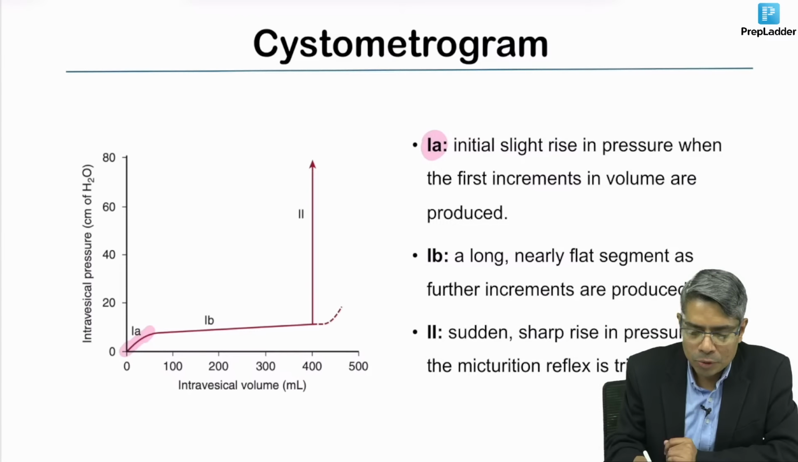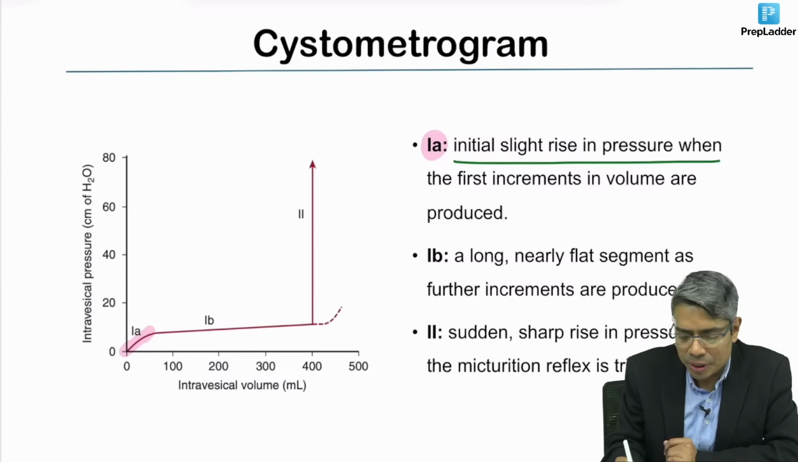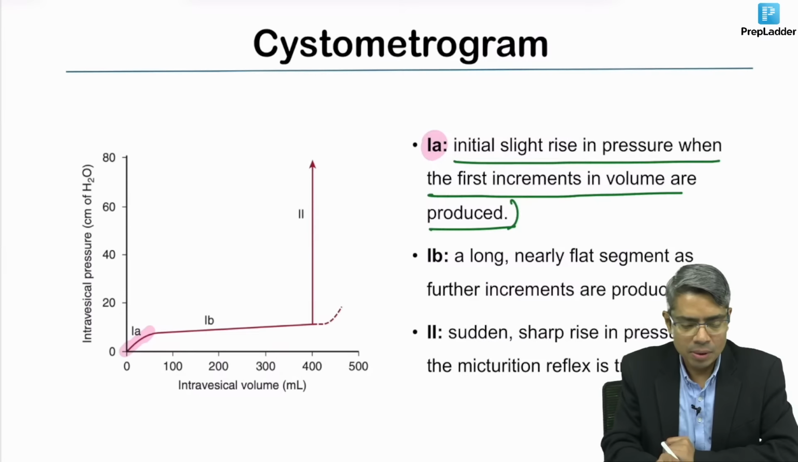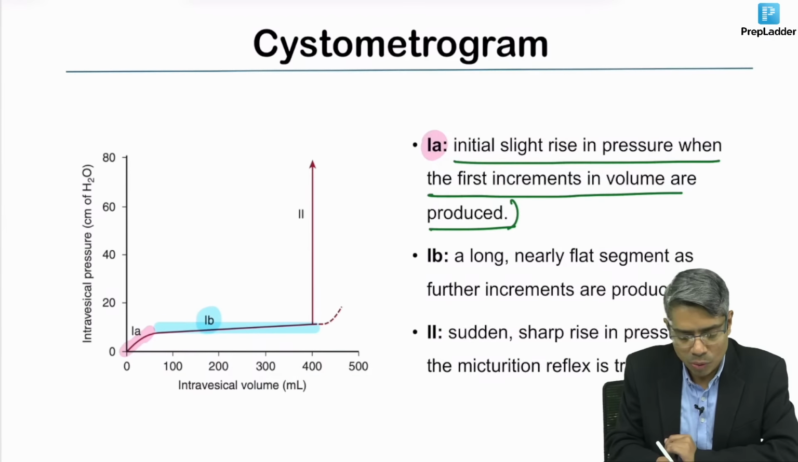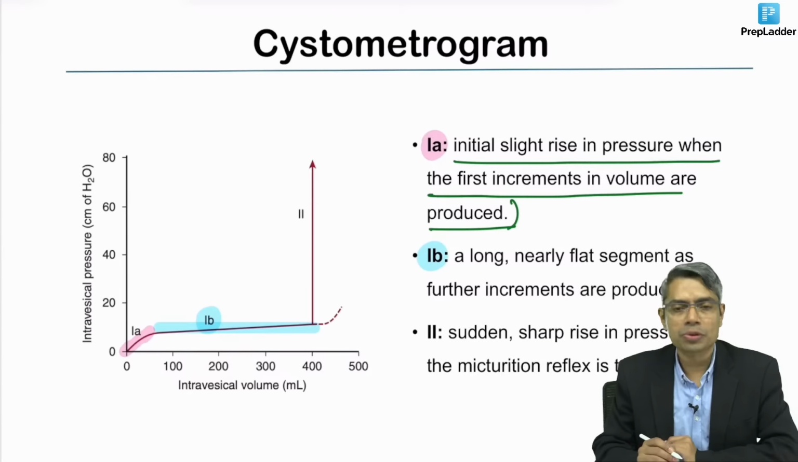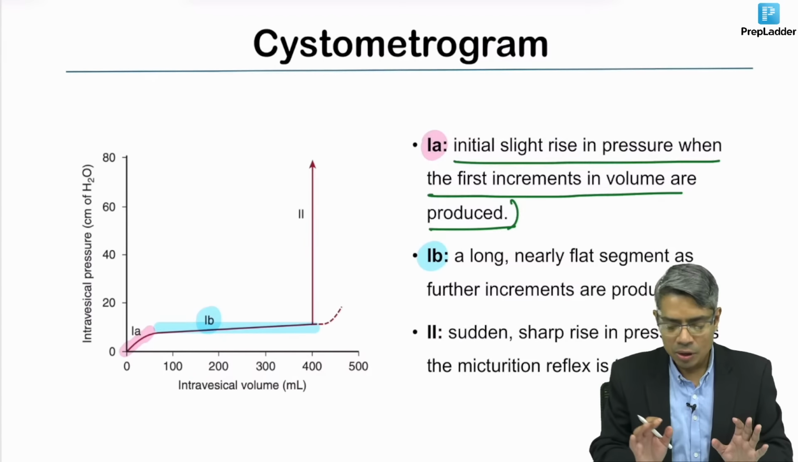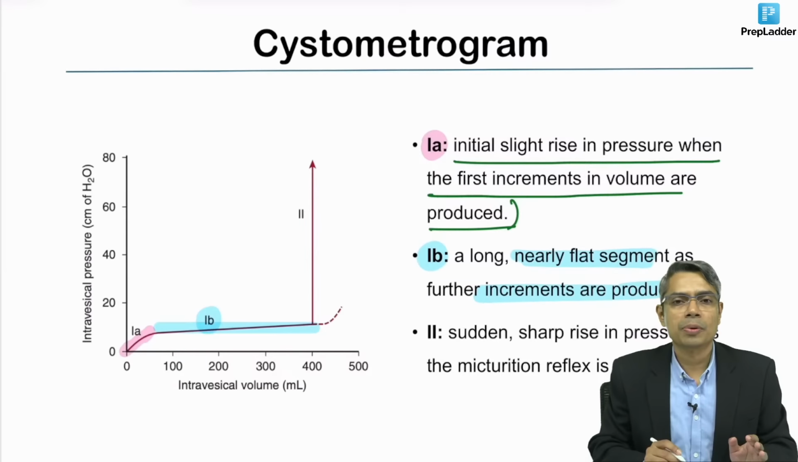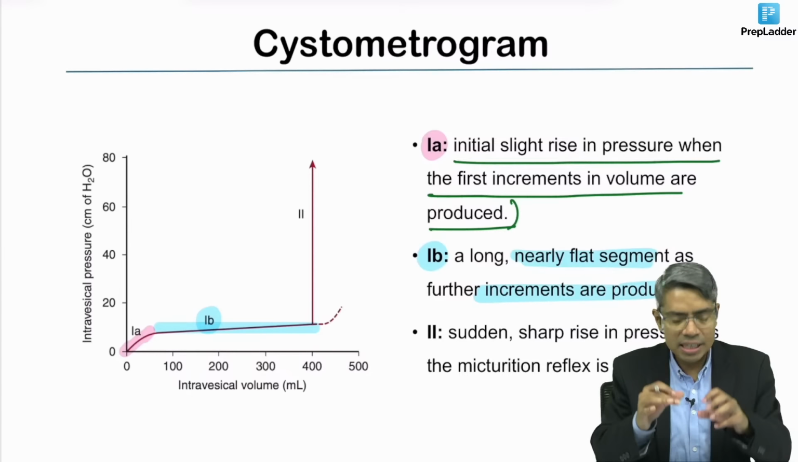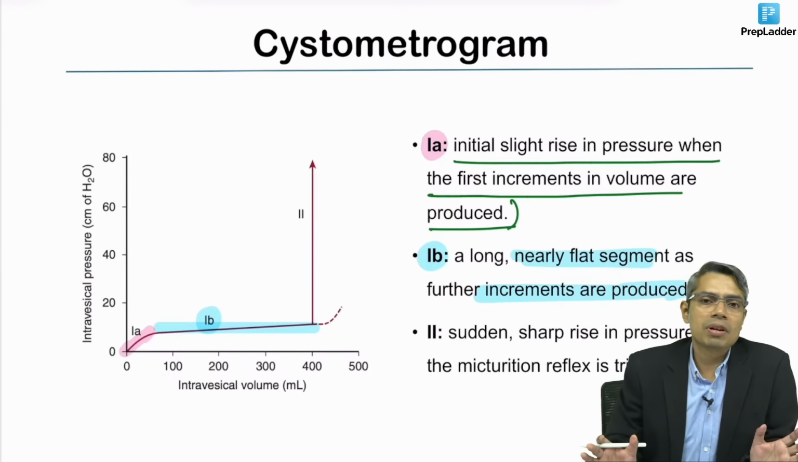Okay. So, look at here what is written. 1A portion means initially slight rise in pressure when the first increment of the volume is produced. After 1A, the next portion is a flat portion, that is 1B, and this is the main portion where the question is being asked. So, 1B means a long flat segment where no further increment of pressure is produced, although the urinary bladder is filled with urine, but pressure is not increasing.